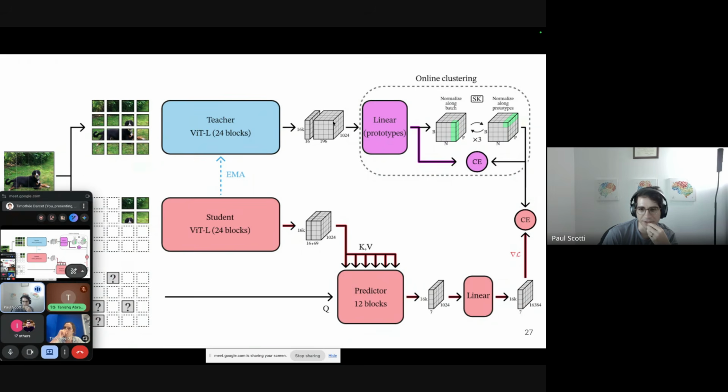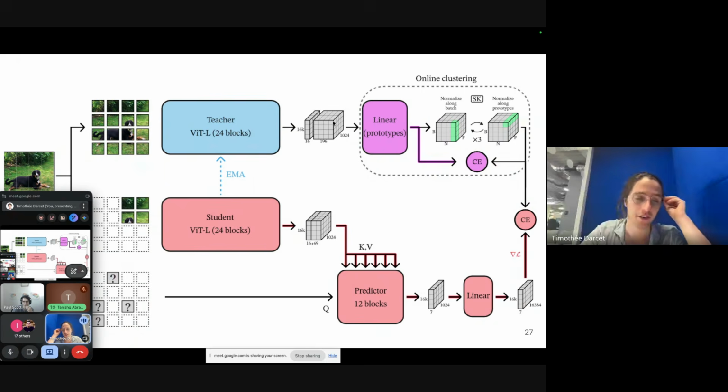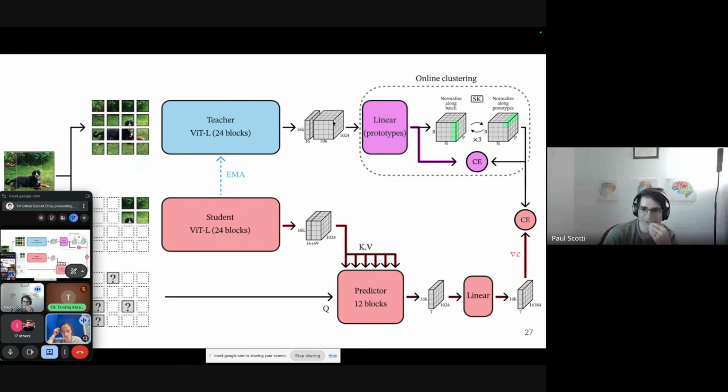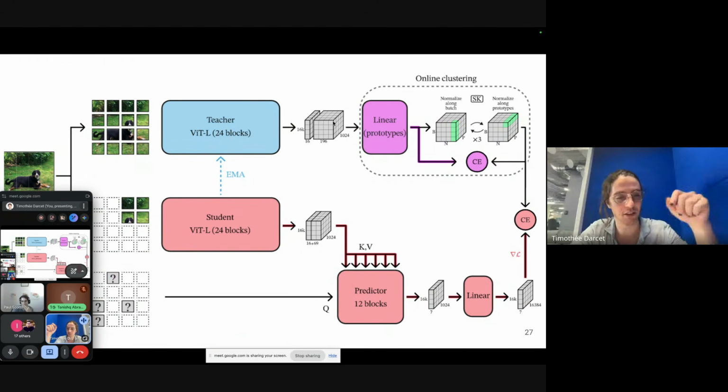Why didn't they try using CAPI insights? As I was saying, I tried putting it together. It did not help. So I guess it's very empirically driven, you know, like we try things. If it does not help, it doesn't help.